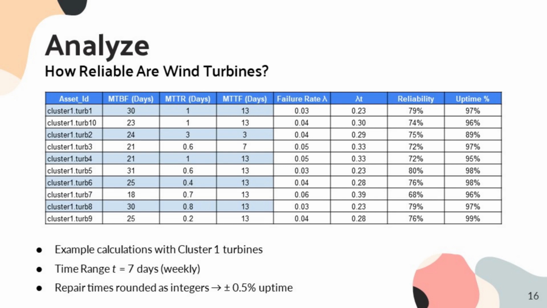Combining these two pieces of information, we know that turbines fail relatively quickly with these low reliability values calculated for a period of 7 days or a weekly period. Yet their downtime is very minimal. They're still up and operating nearly 100% of the time.